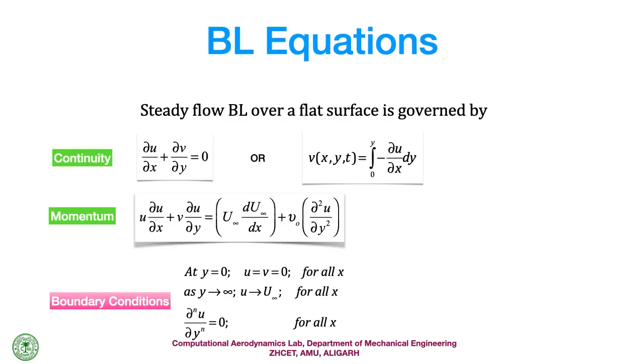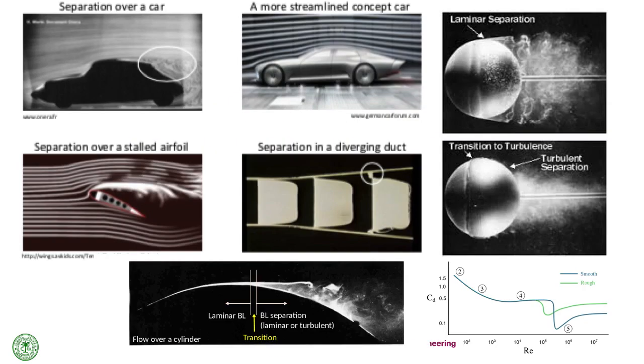Like if you have a converging diverging duct, in the converging portion the pressure will always be higher upstream and lower downstream. That means you will always have a favorable pressure gradient in the converging part. But in the diverging part you will always get an adverse pressure gradient, because pressure will be higher on the downstream part and lower in the upstream part.